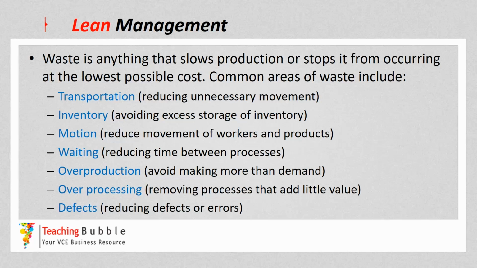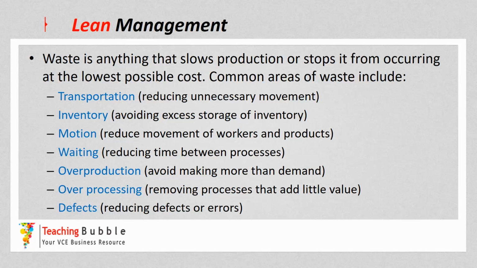Lean management identifies 7 key areas where waste is produced. First of all is transportation, so the aim is to reduce any unnecessary movement of products. Inventory, avoiding excess storage of inventory, so not having large quantities on stock where there's idle stock for long periods of time. Motion, reducing movement of workers if they have to go from one machine to the next, and that can take time. Also reducing waiting periods, reducing the time between processes, or even waiting periods between the design of the product and it going into production.